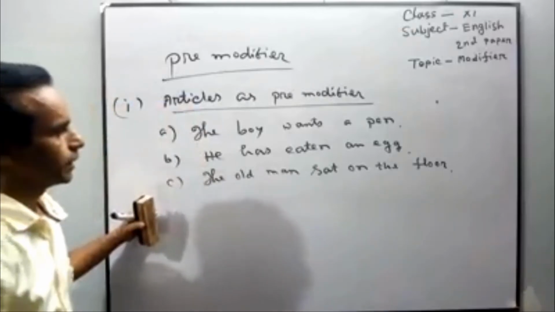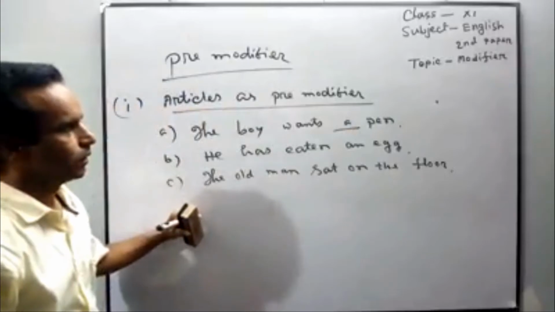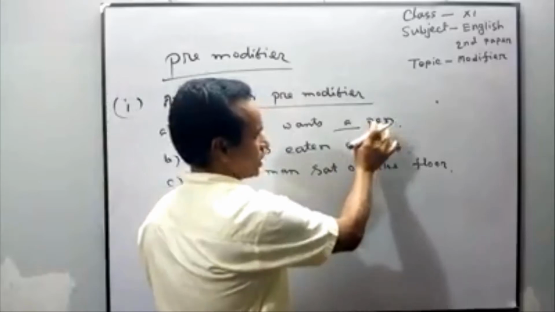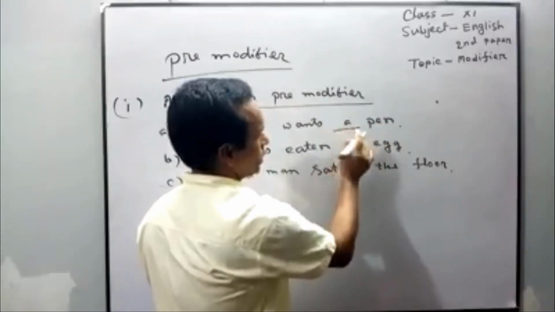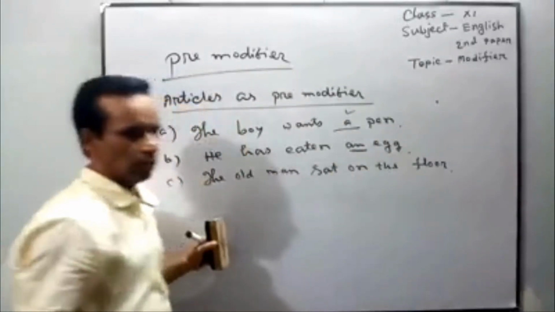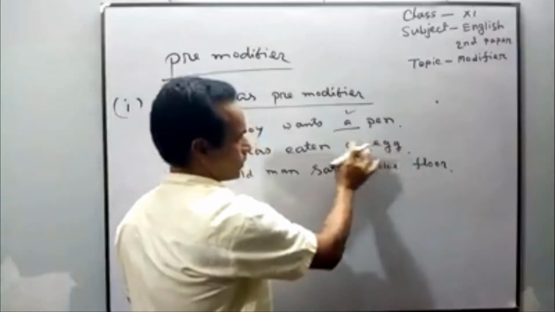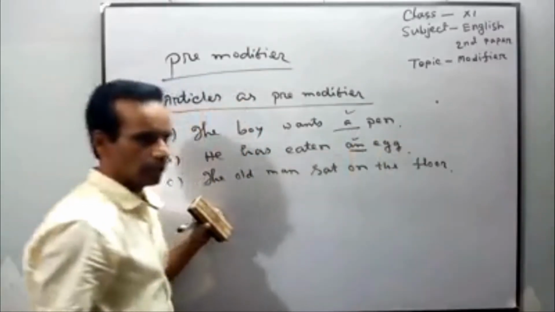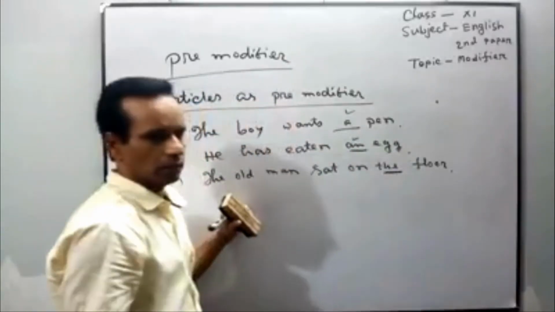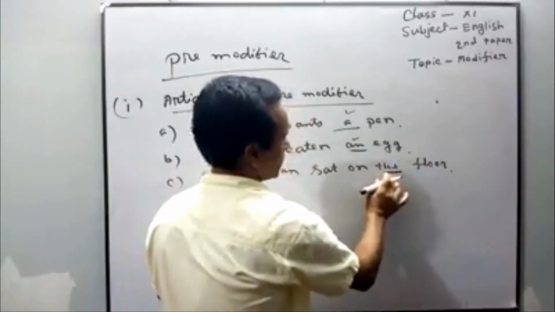Here in this first sentence, a is an article and it has qualified the word pen, sitting before it. So this is pre-modifier. In the second sentence, an is an article and it has qualified the word egg, sitting before it. So this is pre-modifier. And in the third sentence, the is an article and it has sat before the word floor. So this is pre-modifier.